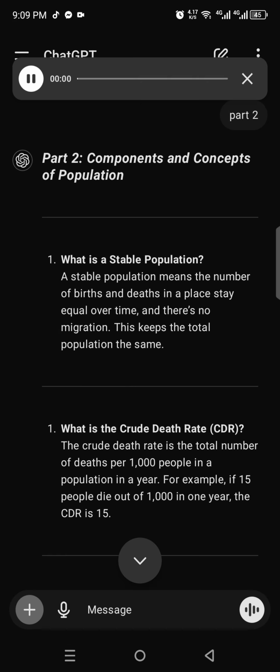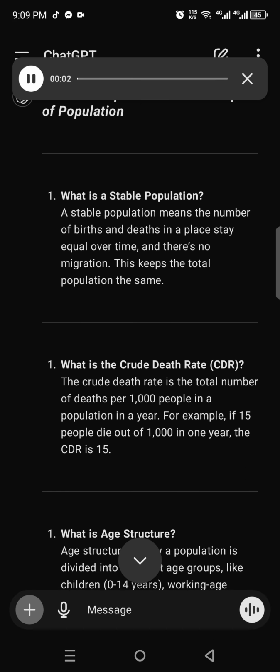Now to Part 2, Components and Concepts of Population. 1. What is a stable population? A stable population means the number of births and deaths in a place stay equal over time, and there's no migration. This keeps the total population the same.